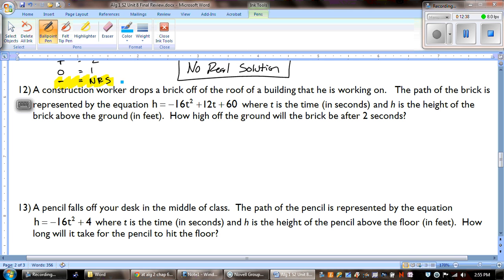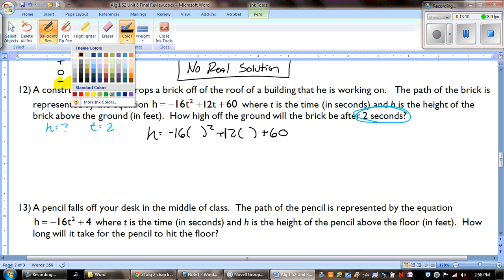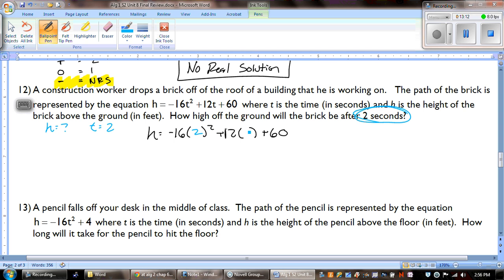So we need to ask ourselves, when we're doing this, are we looking for h or are we looking for t? And it all depends on what they gave us. And they told us the time. They told us 2 seconds. So that means we're looking for h. Well, how do we find h? By plugging in the time. So we need to plug in 2.